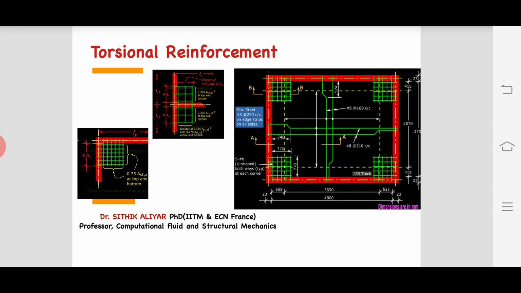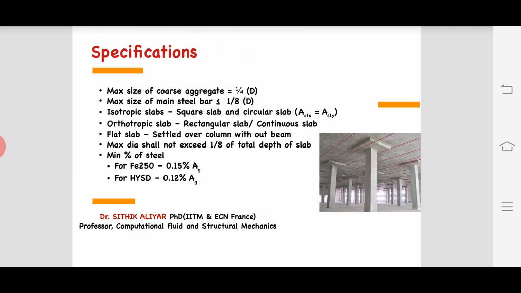How much spacing should you provide in the longer direction? How much spacing in the shorter direction? How much spacing should you provide in the edge strip? And what is the torsional reinforcement length? Okay, so they will make it as a mesh and they will keep it there. Okay, so another one-mark question, whatever possible one-mark questions come.